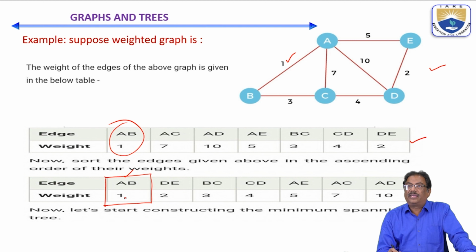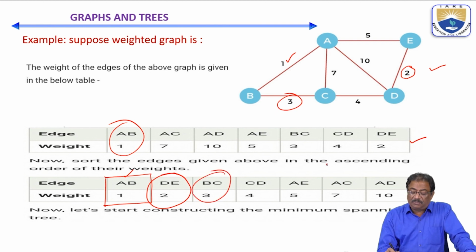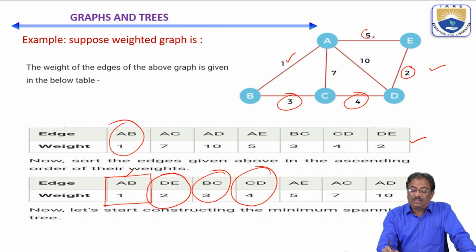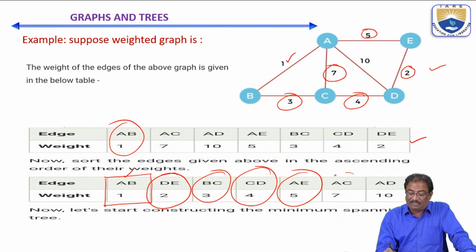Next we have to verify which cost is minimum. So 1 is selected, then the other one is 2, which is DE. So we are going to select DE. The next minimum is 3, which is BC. So we are selecting BC. Next minimum is 4, that is CD. So we have to select that. Next minimum is 5, that is AE. We have to select that. Next minimum is 7, and we have to select AC.